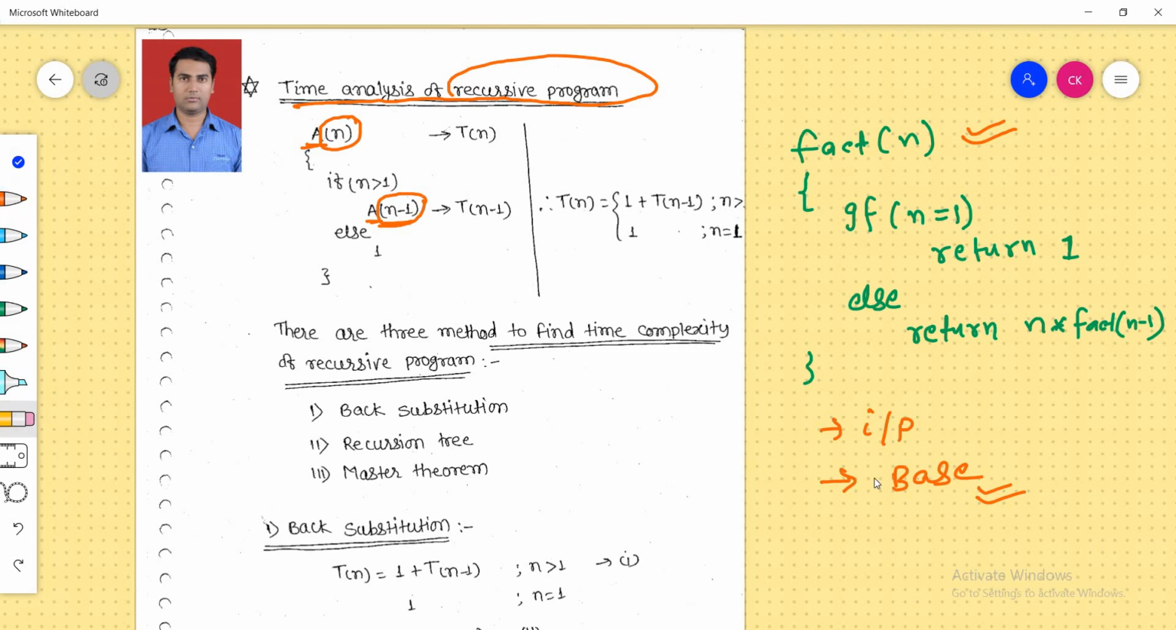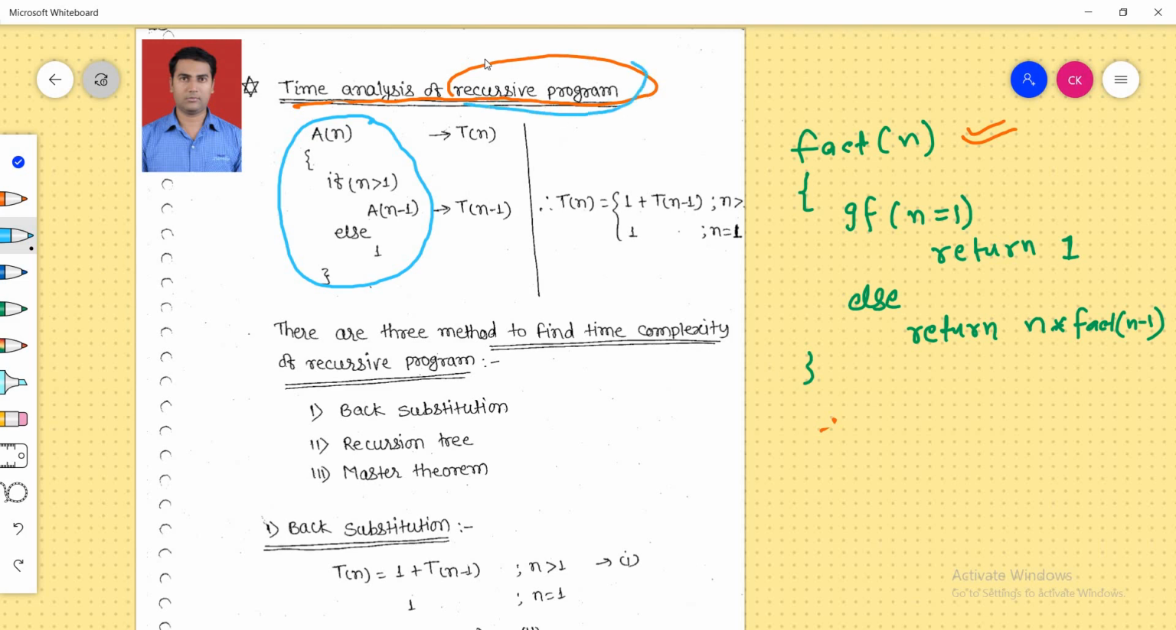Okay, so let's discuss this one. Let me erase all this. So this is a recursive program. In order to find the time complexity of a recursive program, first we have to draw the recurrence relation. So the recursive program is given, and first we have to write the recurrence relation of this recursive program. Its recurrence relation is this.